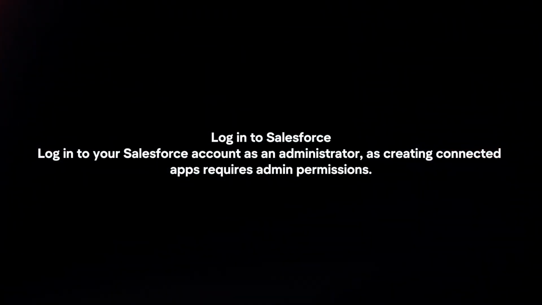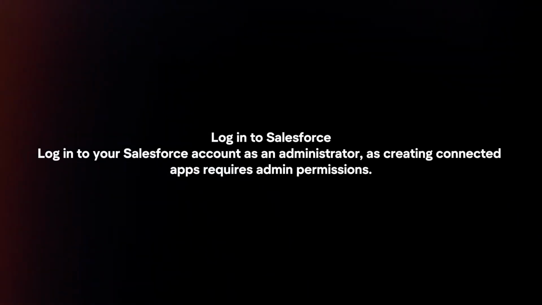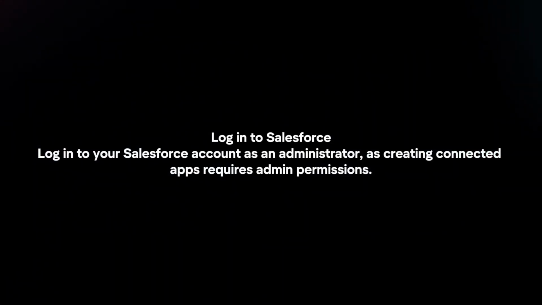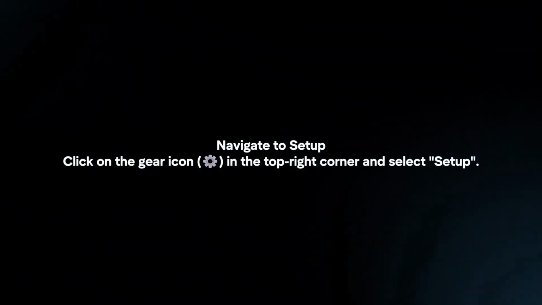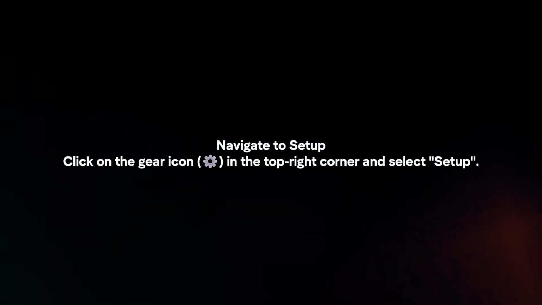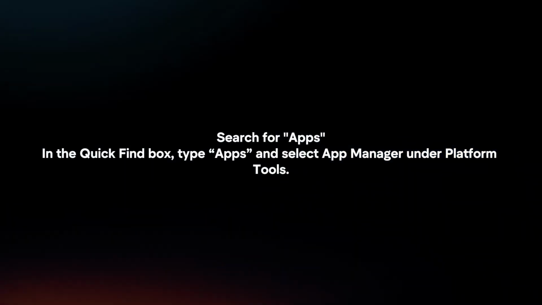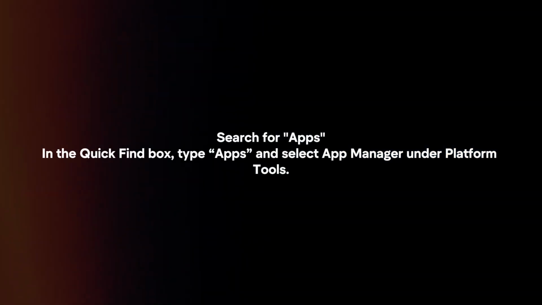Log into Salesforce. Log into your Salesforce account as an administrator, as creating connected apps requires admin permissions. Navigate to Setup. Click on the gear icon in the top right corner and select Setup. Search for apps. In the quick find box, type apps and select App Manager under Platform Tools.